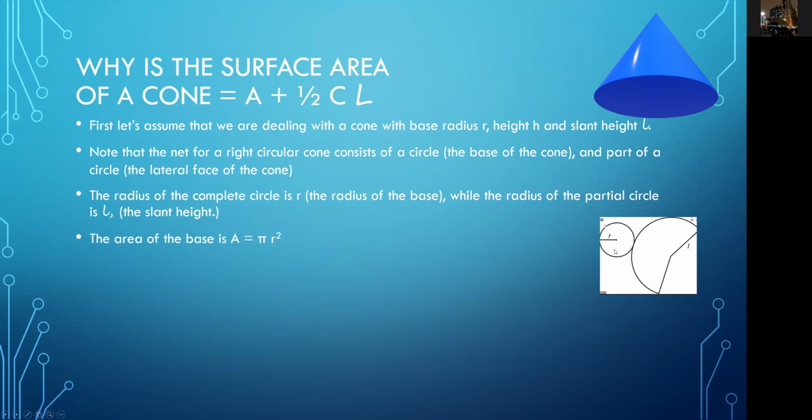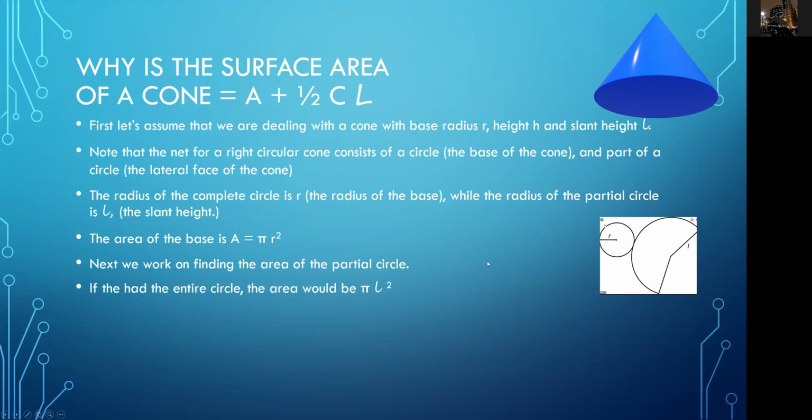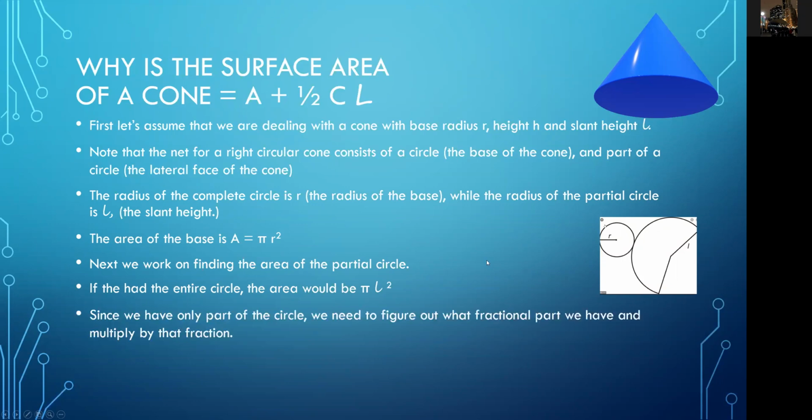We can find the area of the base. It's just pi r squared. Next, we're going to find the area of the partial circle. So if we had the whole entire circle, we would do pi times L squared. We only have part of the circle, so we need to figure out what fraction of the circle we have and then multiply the pi L squared by that fraction.